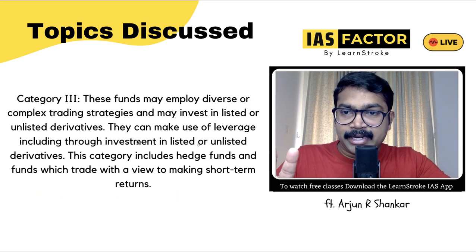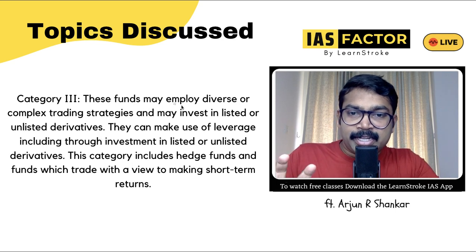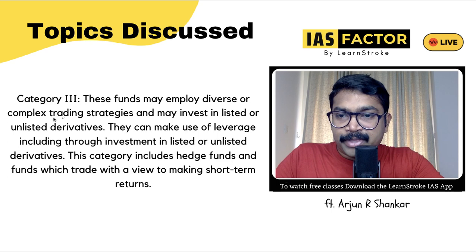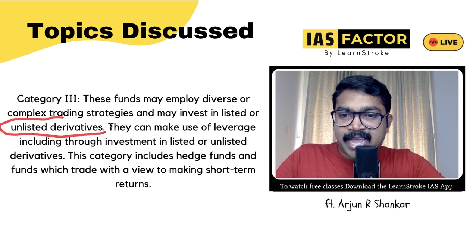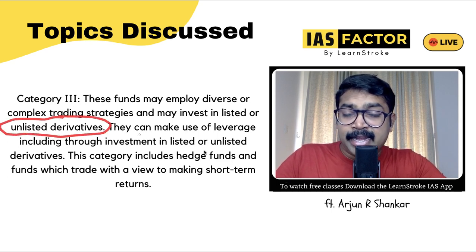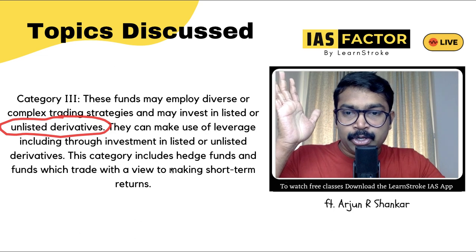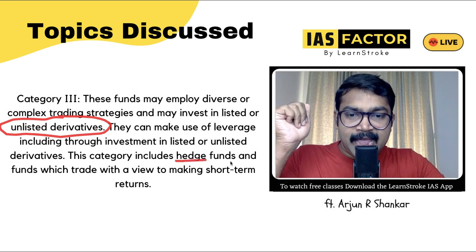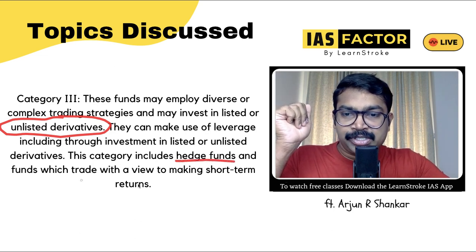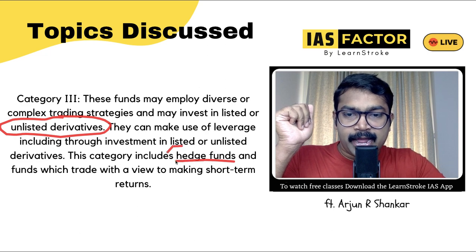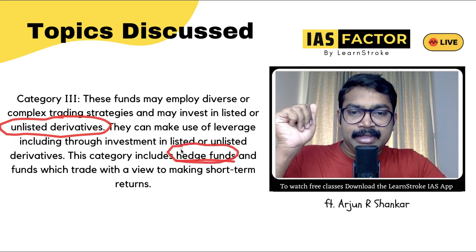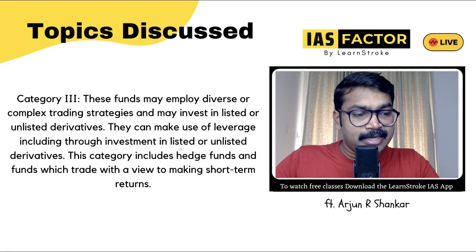So what is Category 3? These funds may employ diverse or complex trading strategies and may invest in listed and unlisted derivatives. They can invest the money in unlisted derivatives. Examples are hedge funds and funds which trade to make short-term gains. They are hedge funds, and they invest in derivatives.